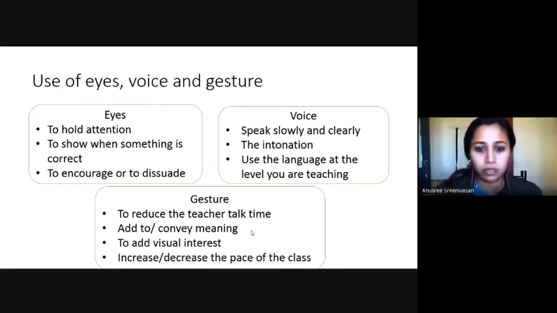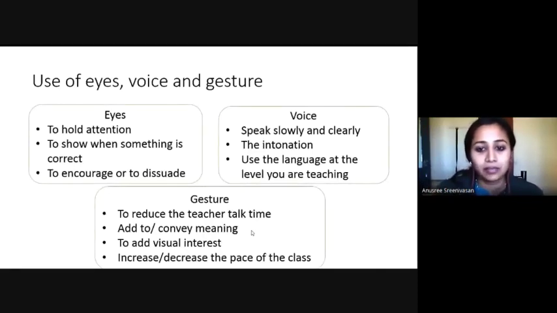If you want particular students to attend carefully in the class, you use your eyes. You don't talk much in the class. You use your eyes to show when something is correct, to appreciate it, and to encourage or dissuade students. You use your eyes a lot, and it is always beneficial. It is better if the teacher talk time is lessened and the student talk time is increased. So you can use your eyes in that manner.